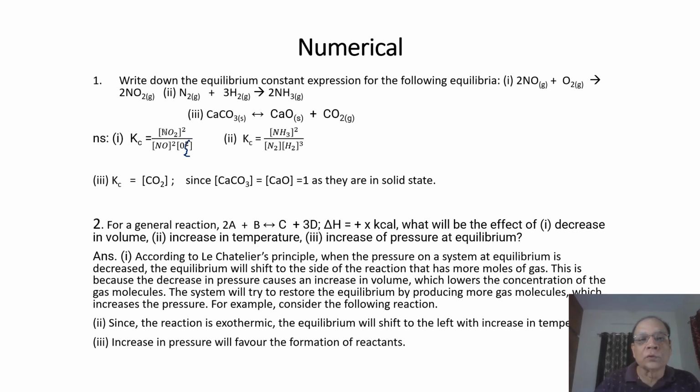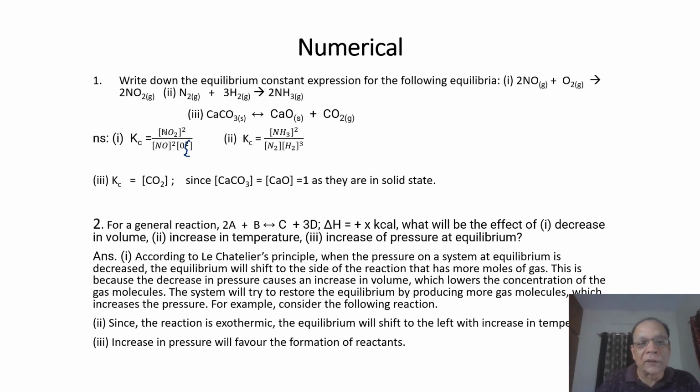Kc for the second reaction, nitrogen with hydrogen, is the concentration of ammonia squared divided by the concentration of nitrogen into the concentration of hydrogen cubed. In the third case, we have 2 solids and only 1 gas. And we know that the concentration of solids does not increase or decrease, and it remains unity, 1. Therefore, Kc is equal to the concentration of CO2 only.